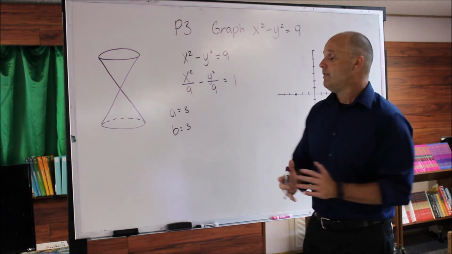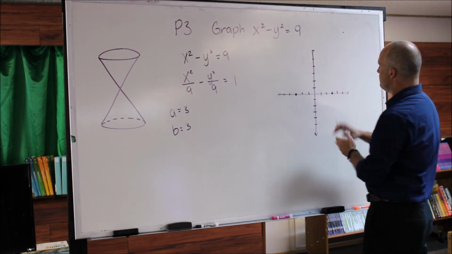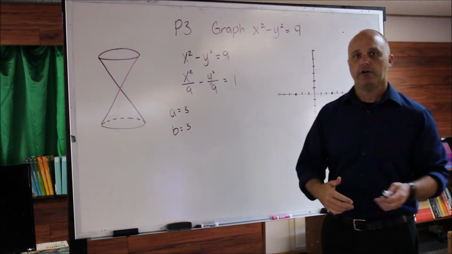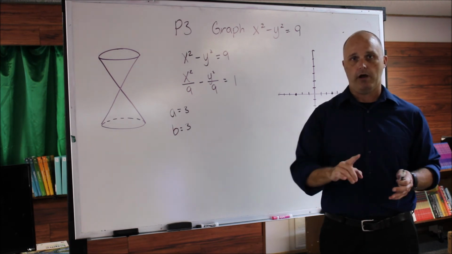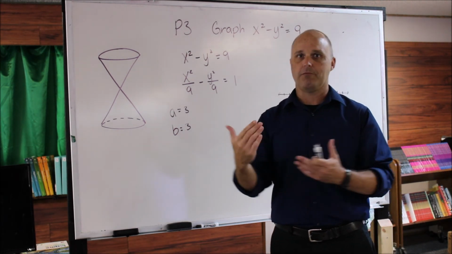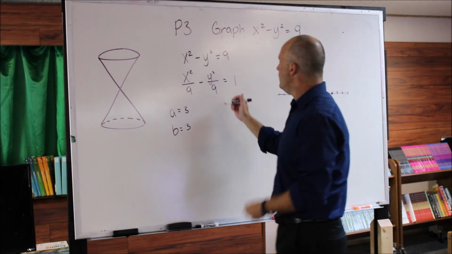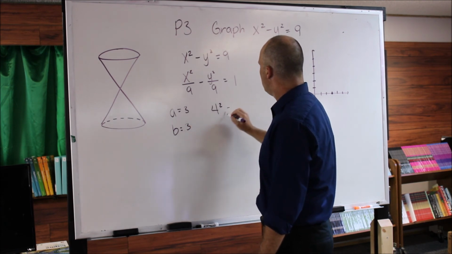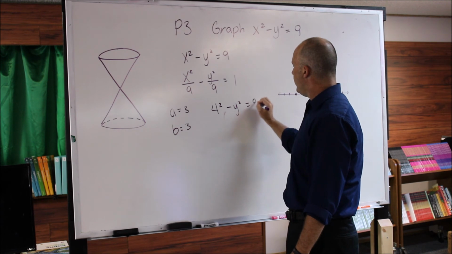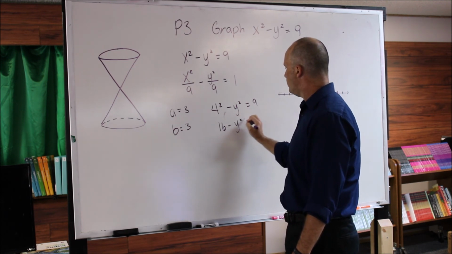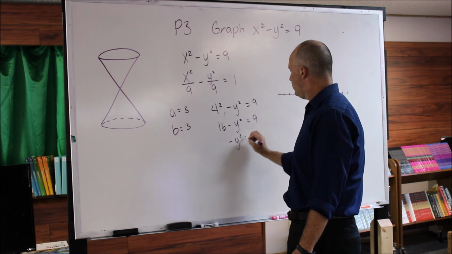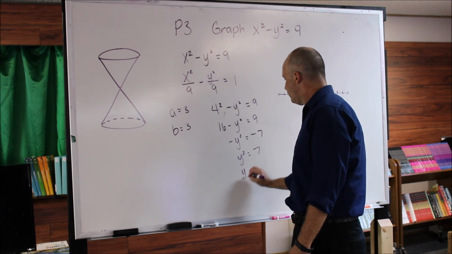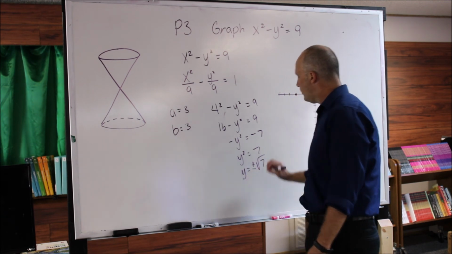Now remember that because these two are symmetrical, whatever I do over here to 4, I'm going to have the same result for negative 4. So I don't have to do both of them. I only have to do one and then just draw in the exact same thing on either side of the graph. So if I plug in 4 for x, I get 4 squared minus y squared is equal to 9. So 16 minus y squared is equal to 9. Negative y squared is equal to negative 7. Y squared is equal to 7. And so y is equal to plus or minus the square root of 7.